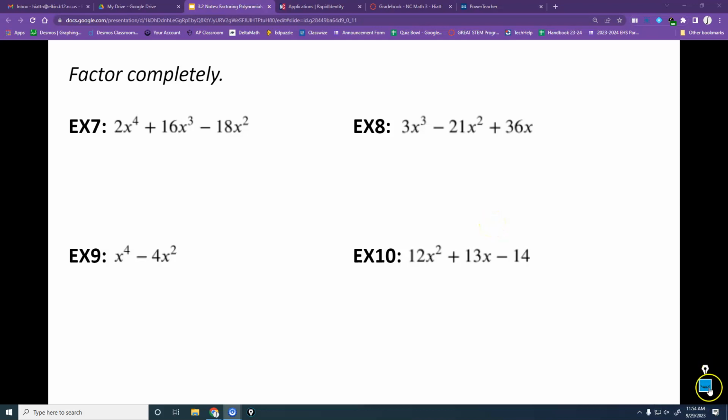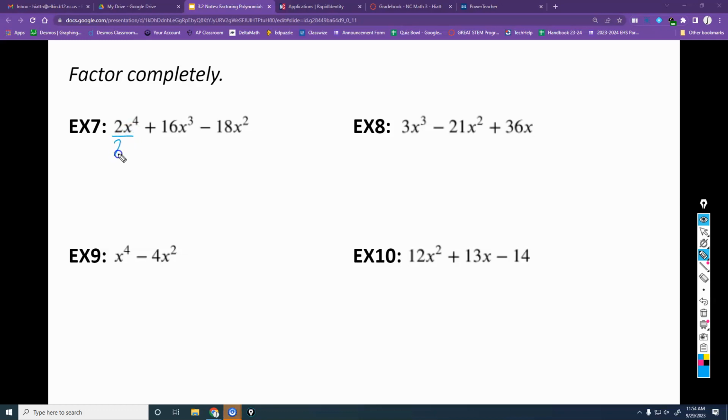Whenever we are factoring, the first thing we always look for is a greatest common factor. So, Presley, for example 7, do we have a greatest common factor? What is it? Okay, 2.